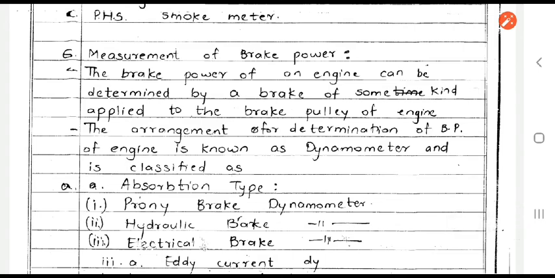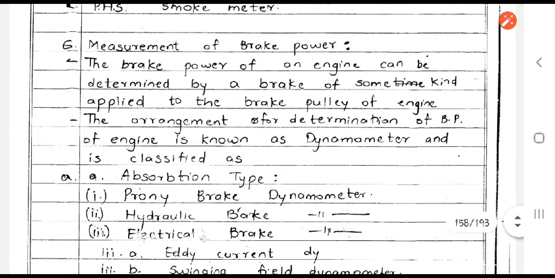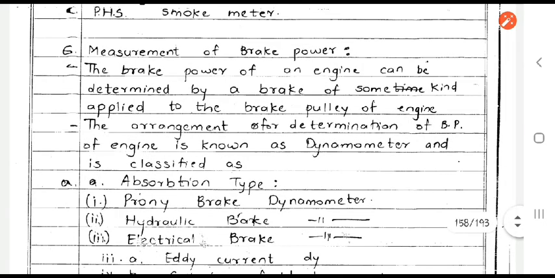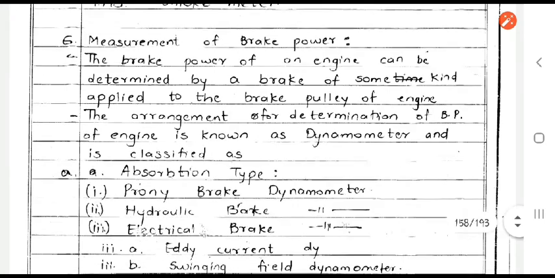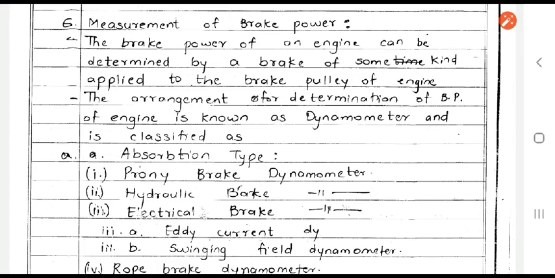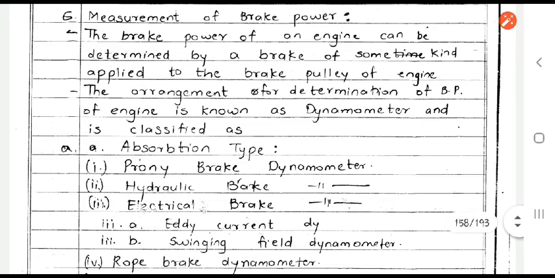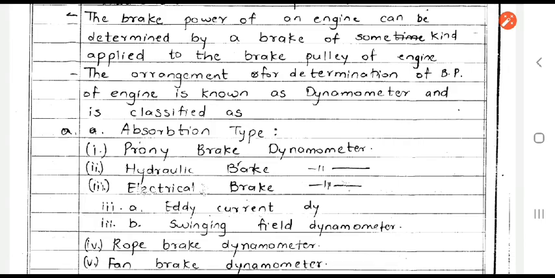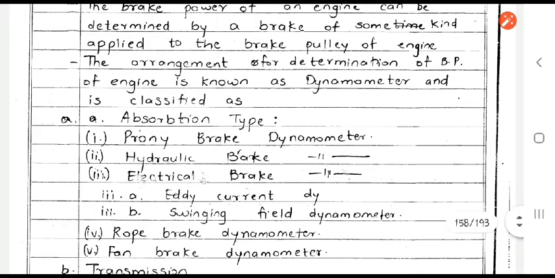The brake power of an engine can be determined by a brake of some kind applied to the brake pulley of the engine. We have already discussed the theoretical formula to measure the brake power, that is 2 pi N T by 60 into 1000, in terms of kilowatt. This is the theoretical formula. Now, to measure the torque, we have the torque formula, that is W into R. But normally, measuring the torque requires the load calculation. So we can calculate the torque or load with the help of different dynamometers and their arrangements.